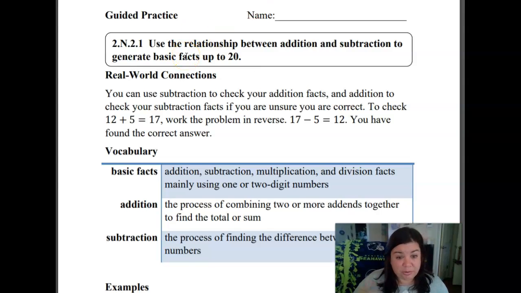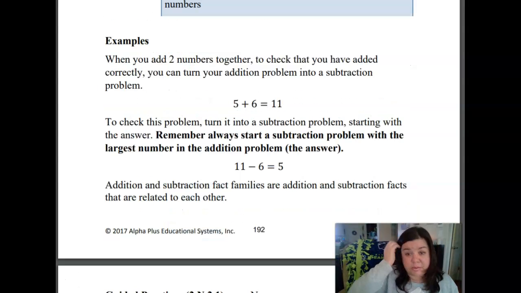To check 12 plus 5 equals 17, you can work the problem in reverse. Does 17 minus 5 equal 12? Yeah, that's how you check your work, so you know that you found the correct answer. When you add two numbers together, to check that you have added correctly, you can turn your addition problem into a subtraction problem. That's how you check your work.